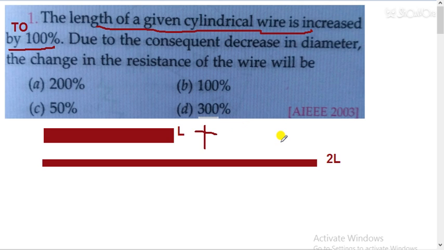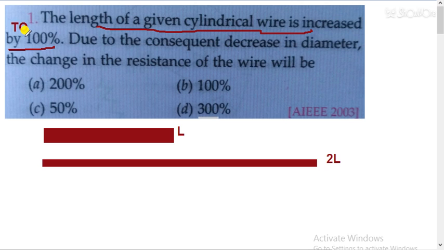So students, remember the concept that there is a difference between increased to 100% and increased by 100%. This is a very big concept you have to remember, because if you skip or misread this "to" and "by", then your answer will be wrong. So he has given here the length of the given cylindrical wire is increased by 100%. That means the earlier length was L and the new length is L plus L, that is 2L.